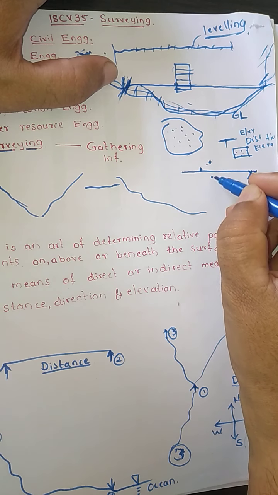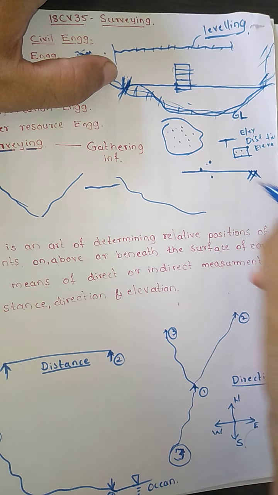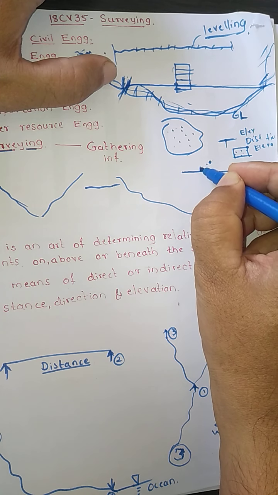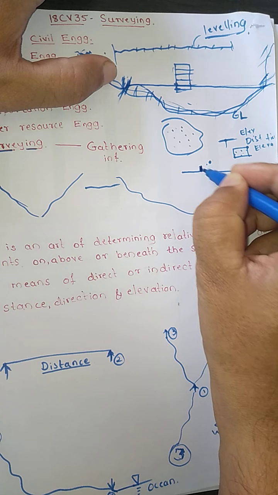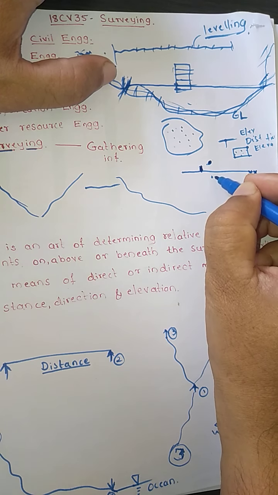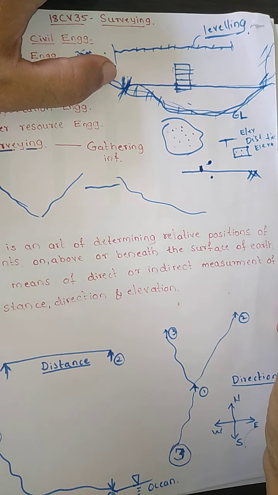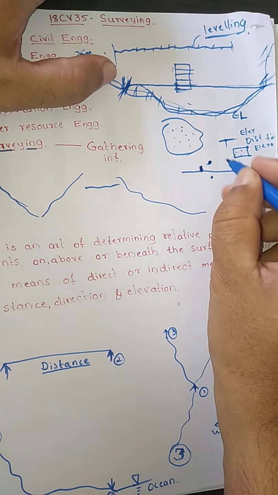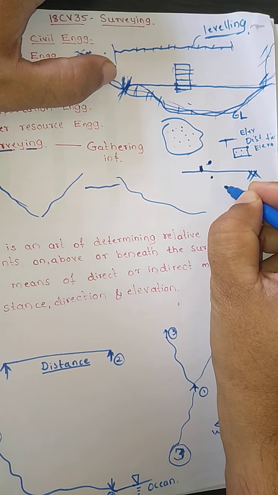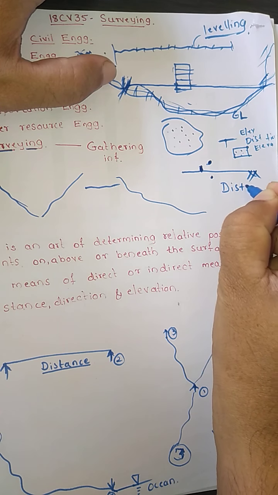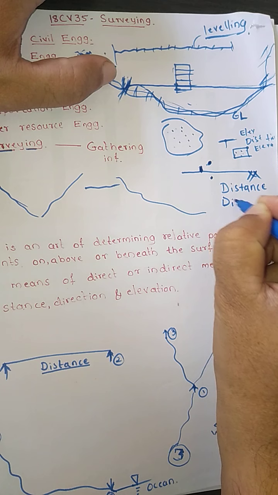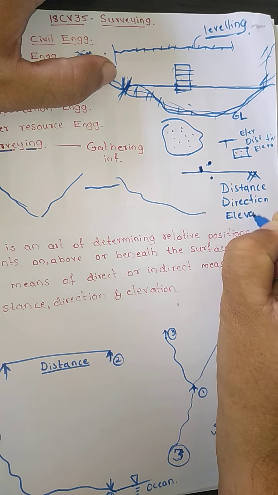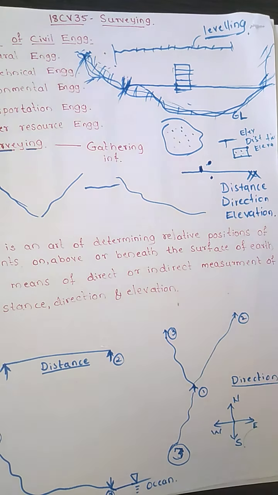We are going to determine the position of these points which are present on the surface of the ground, on, above and below the surface of earth. How we are going to measure all these points is by having three considerations, that is the distance, direction and elevation. Now I will explain what is this distance and direction and elevation.